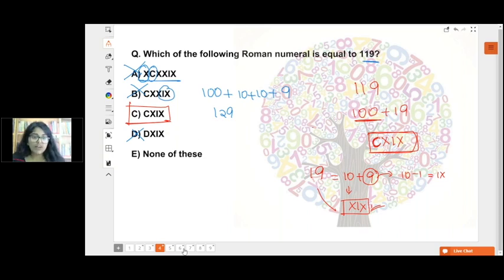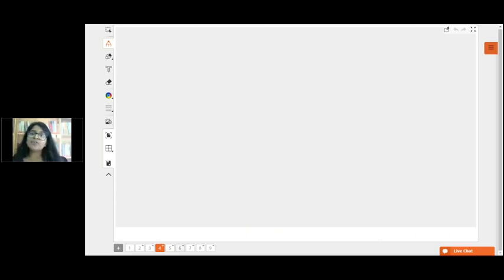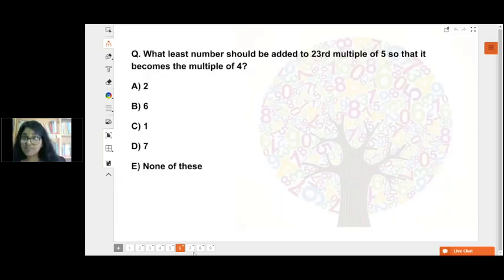So moving on to the next one. What least number should be added to the 23rd multiple of 5 so that it becomes a multiple of 4? Now here, as you read the question, we are dealing with multiples, right? We want to find out some multiple of 5. 5 is the first multiple of 5, then 10 is the second multiple, and then 15 is the third multiple. If you want to find the 23rd multiple of 5, it is just 5 into 23. So that is 115. So 115 is the 23rd multiple of 5.